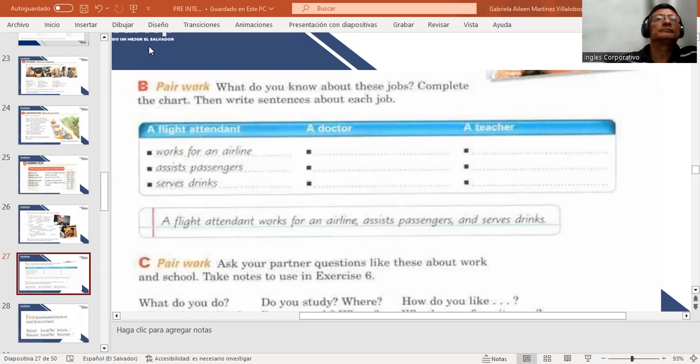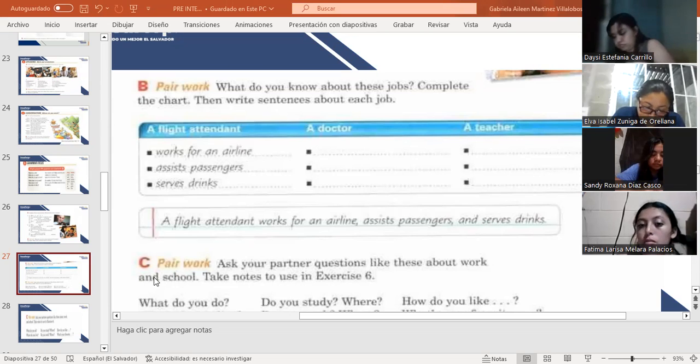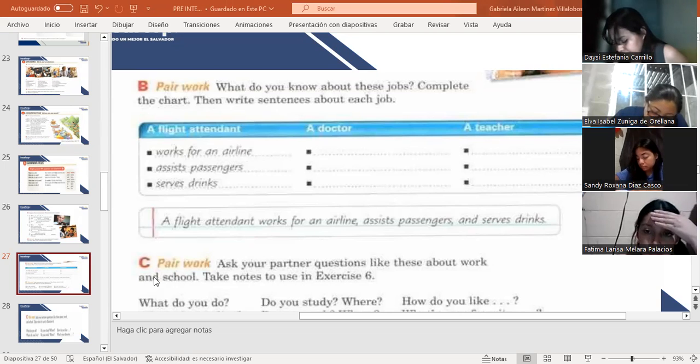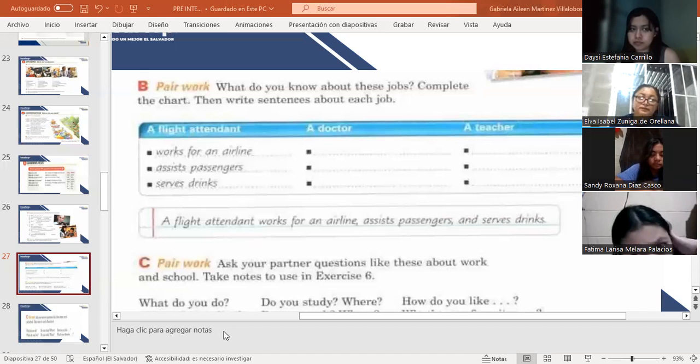Okay, give me your answers. I'm waiting. A doctor works for a hospital, assists sick people and saves people. Okay, thank you. Very good. Another one? A doctor prescribes medicine. Excellent. And cares for the patients. Good, good. Come on, come on. Don't stop. A doctor works in a hospital, assists patients, and gives medicine. All right, good. Okay, what else? Doctor assists the people and takes care of your health and works in a hospital.